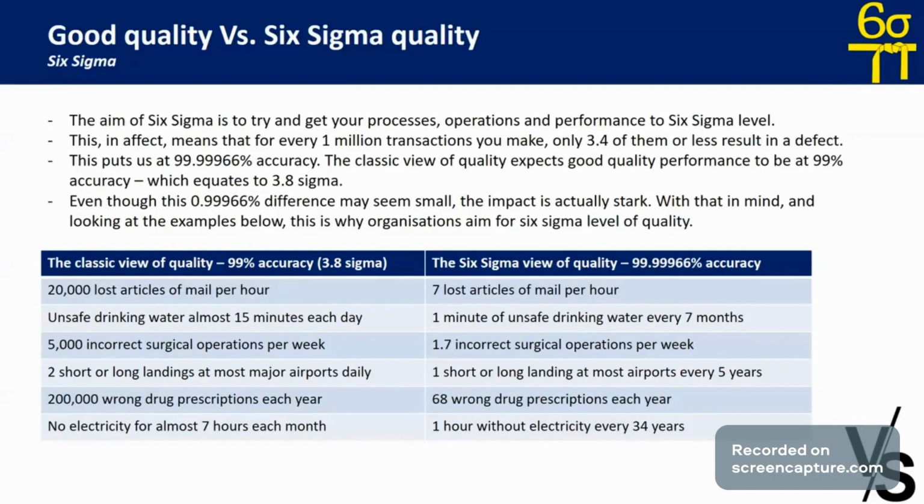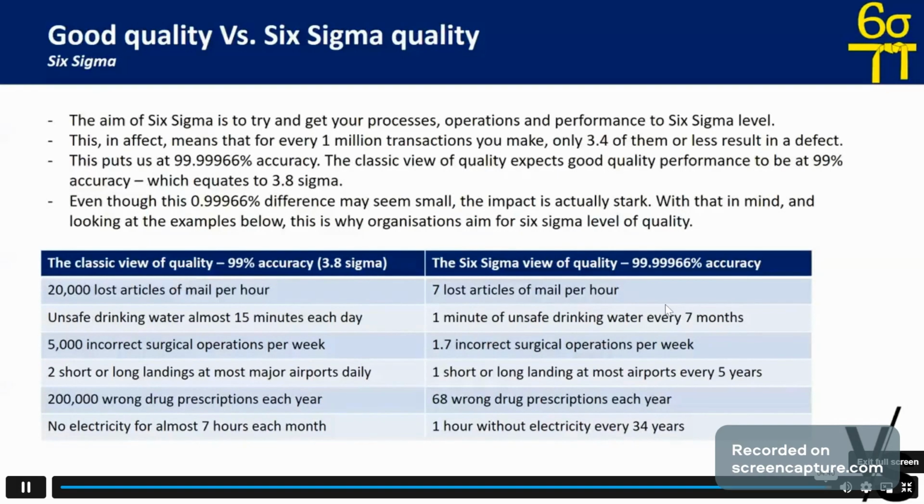Right, so as you can see by these examples, the difference is substantial. And this is why some healthcare providers, for example, are now starting to implement Six Sigma methodologies, because the difference between 5,000 wrong procedures or 200,000 wrong prescriptions and 1.7 or 68 respectively is the difference between life and death, right? So that's why approaching quality from a Six Sigma perspective, even if you never get to 99.99966%, you're still going to get closer than 99%. This is why people like to pursue Six Sigma quality over good quality.